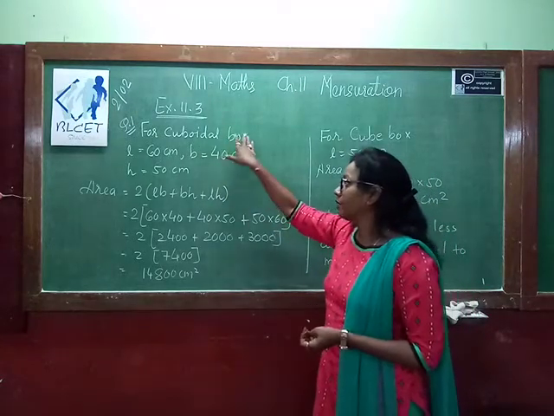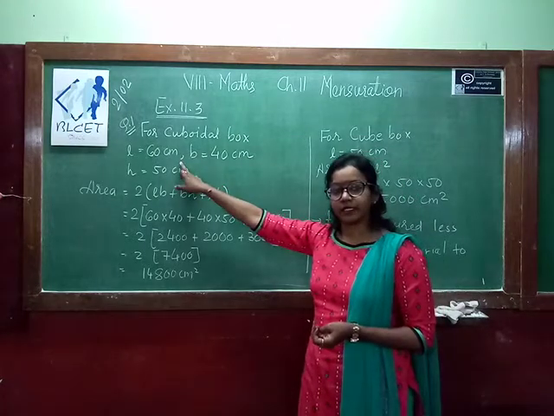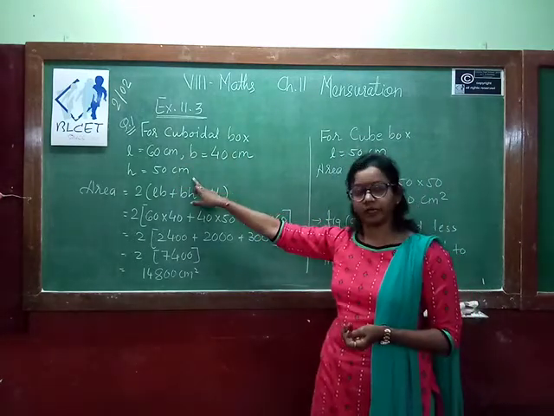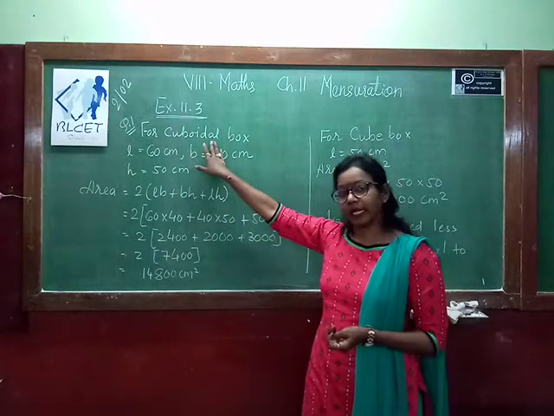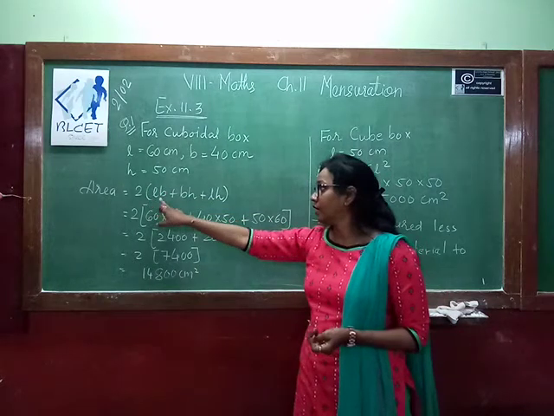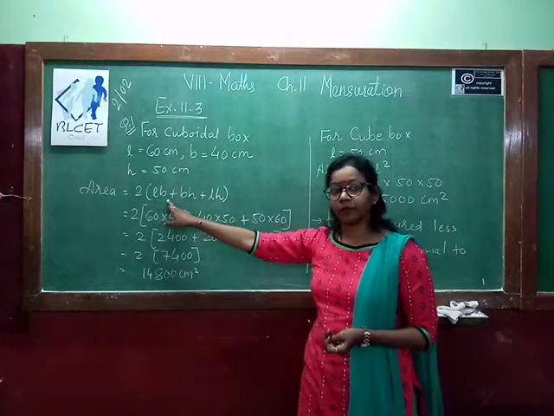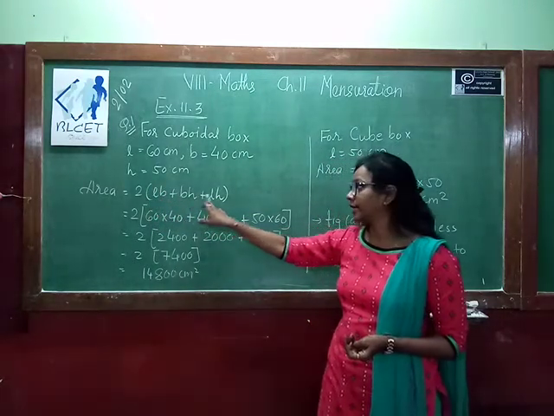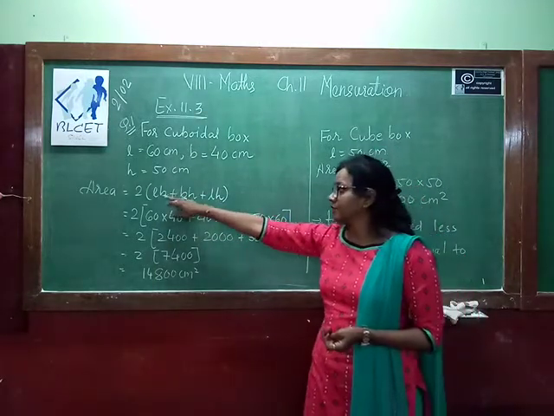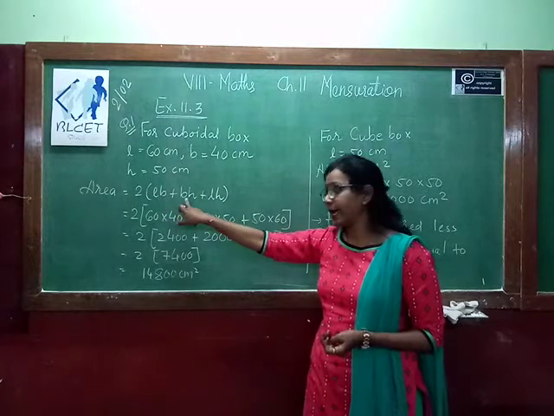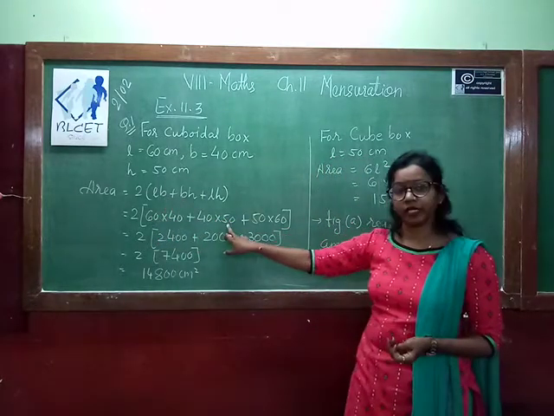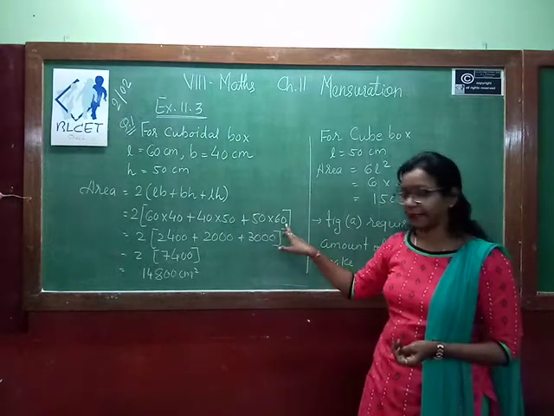So for the cuboidal box, what is given? Length is 60 cm, breadth is 40 cm and height is 50 cm. First of all we find the area of this cuboidal box. So area is equal to what? 2 in bracket length into breadth plus breadth into height plus height into length. This formula we have already learned. Now we will substitute the values of L, B and H. So 2 into in bracket 60 into 40 plus 40 into 50 plus 50 into 60.